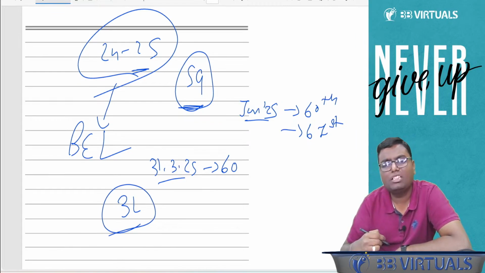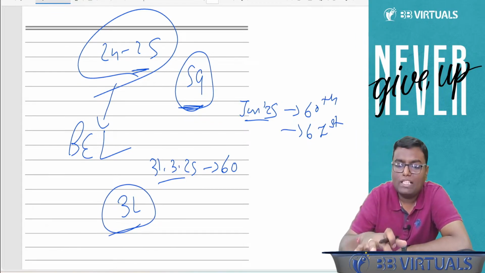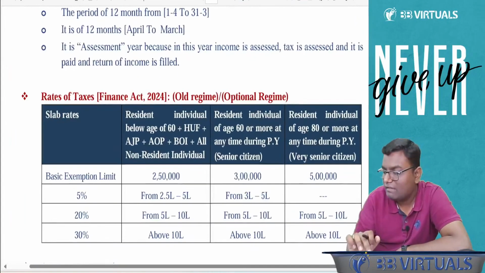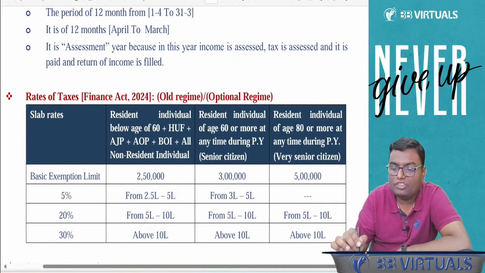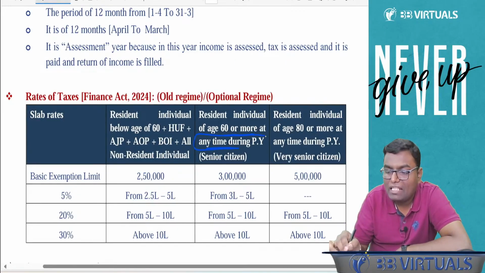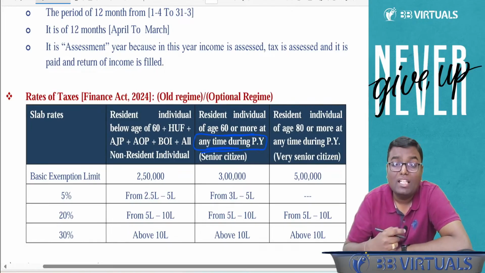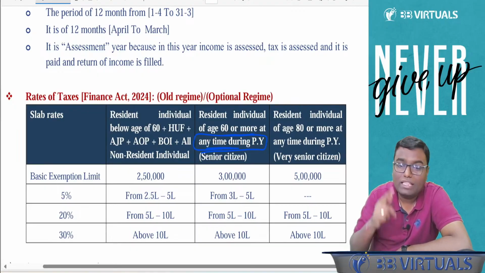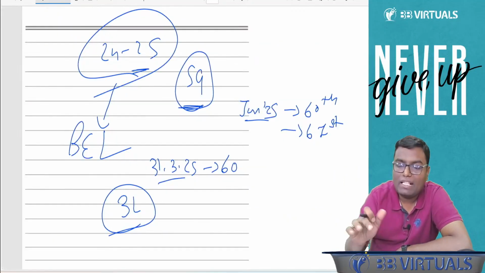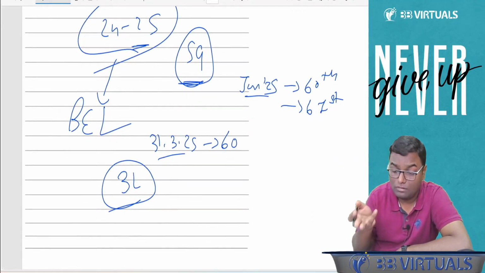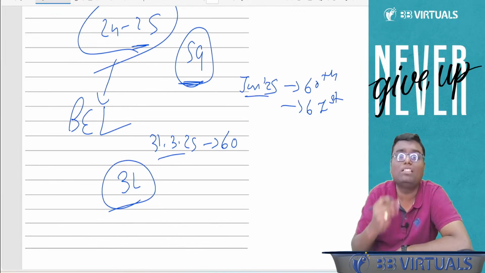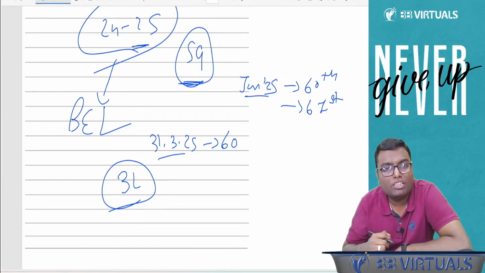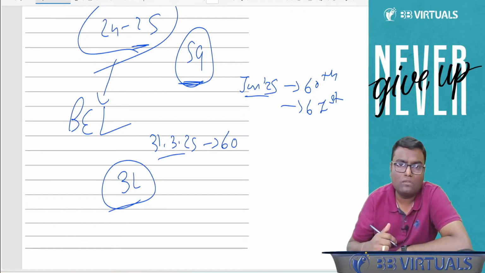Now why will the basic exemption limit be rupees 3 lakh? Let me just read what is written in this chart. A resident individual of age 60 or more at any time during the previous year, for even one day, is a resident senior citizen, and then the higher basic exemption limit is applicable and not 2,50,000. So I am of the age 60 for at least 3 months here, and that's why my basic exemption limit will be 3 lakh and not 2,50,000.